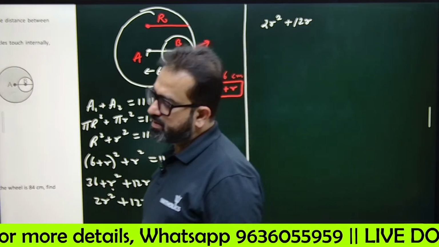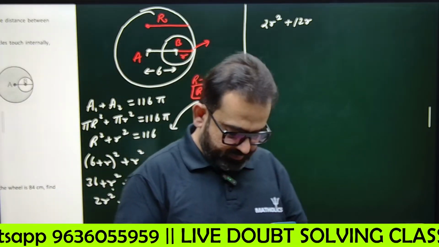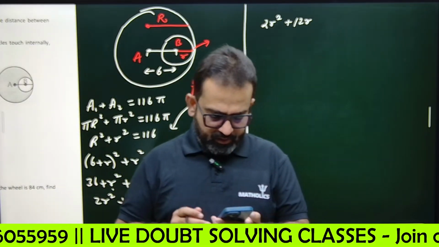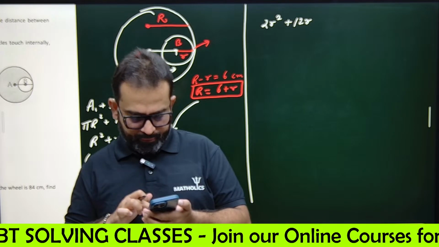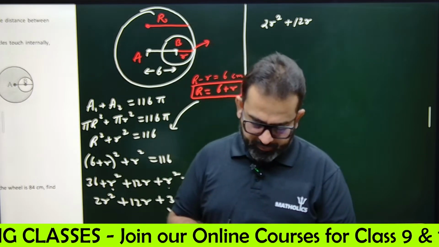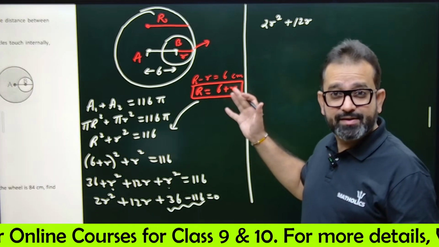Tell me in the comments. 36 minus 116, tell me. Come on, fast. Tell me. You have to draw diagrams also like this.